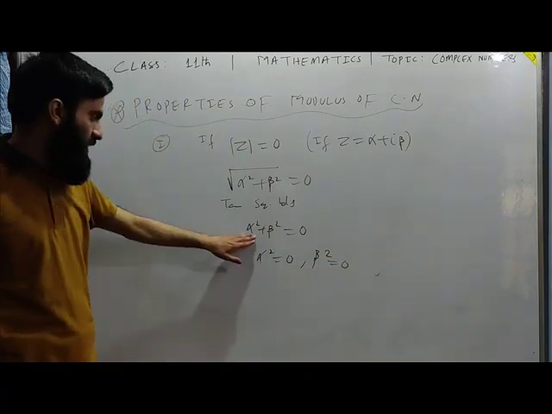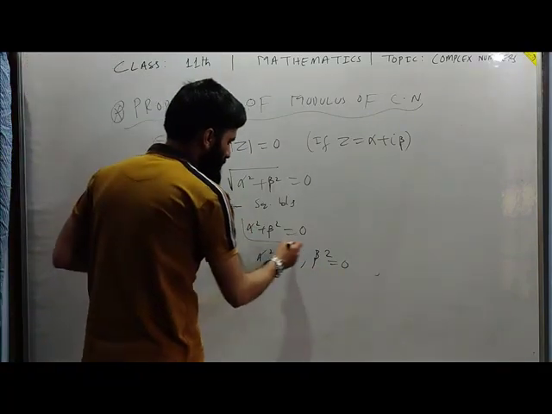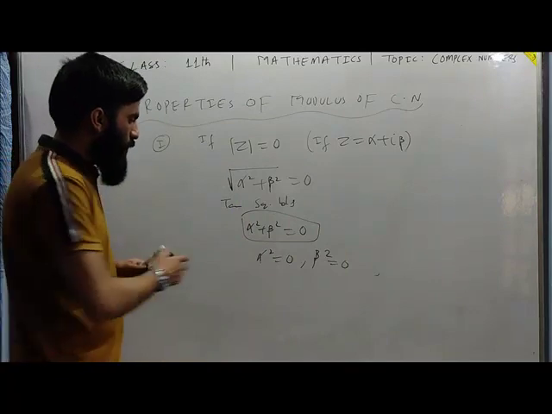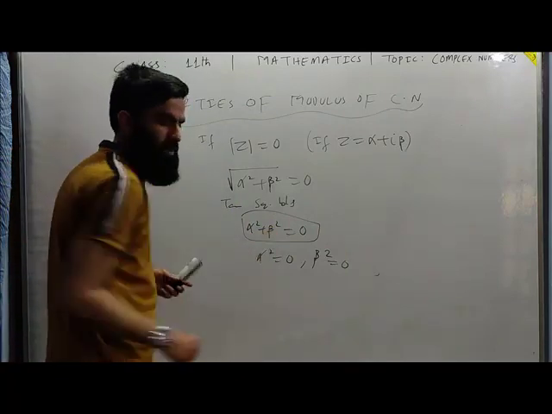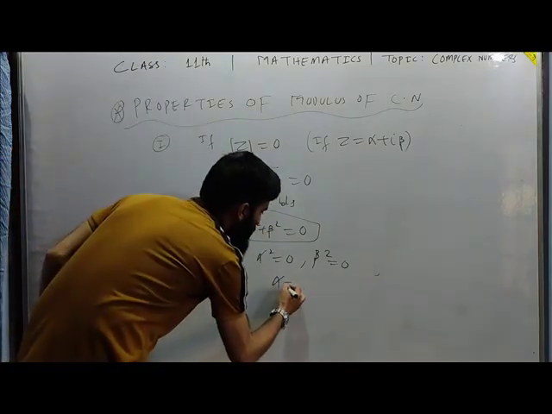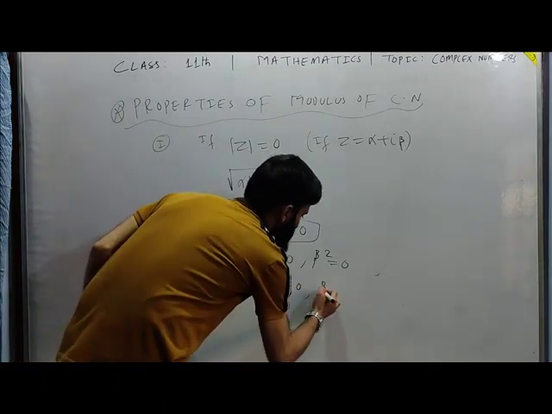This is only the summation. This kind of condition is only possible when both alpha square is equal to 0 and beta square is equal to 0. So it implies that alpha is equal to 0, okay, and beta is equal to 0.